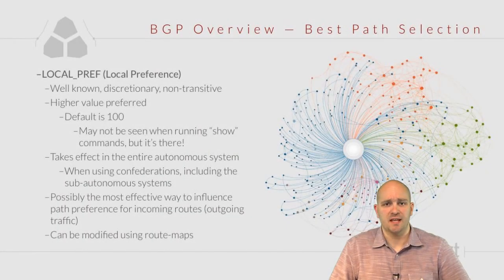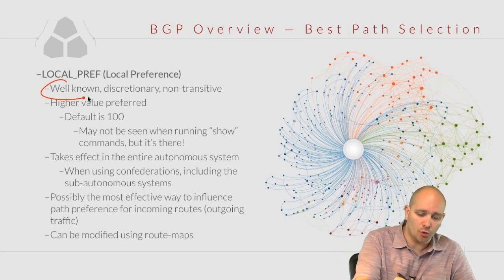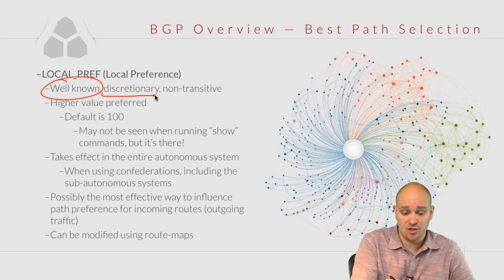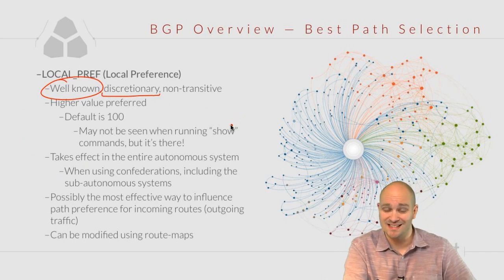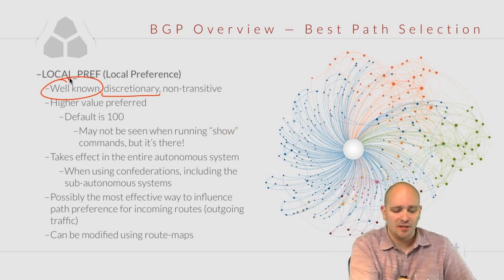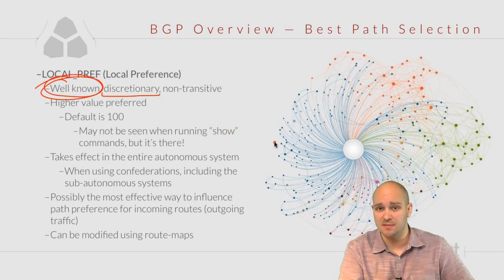Local preference is the strongest of the standardized attributes. What I mean by the strongest standardized attribute, it is a well-known attribute. It is discretionary, which means it may not actually exist in all the routing updates, but well-known means it must be implemented by all implementations, all vendor implementations of BGP.